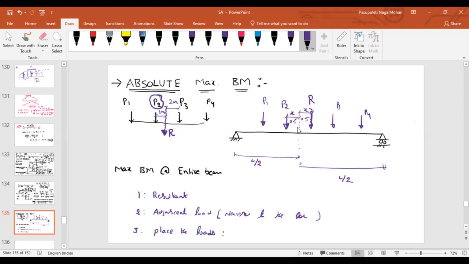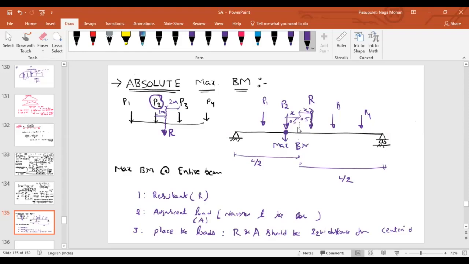such that the resultant I am representing with R, adjacent load I am representing with A. So R and A should be equidistant from the centroid. Sorry for my handwriting, I'm very bad at handwriting. Okay, now the point under the resultant or the point under the adjacent load, we will have the maximum bending moment.